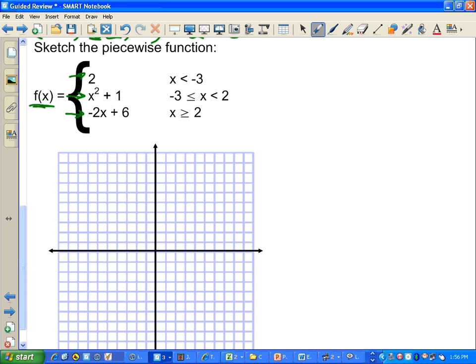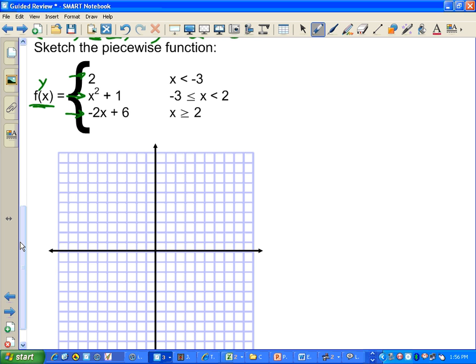Rule number 1. If x is less than negative 3, y is 2. Because remember, f of x is just like a version of y. So all the values that are less than negative 3, that's everywhere from here over, all of those have a y value of 2.